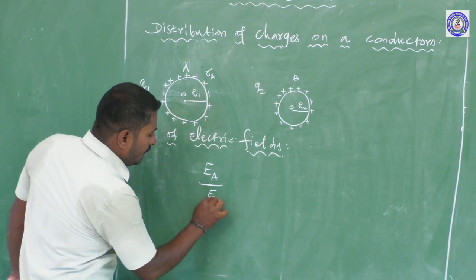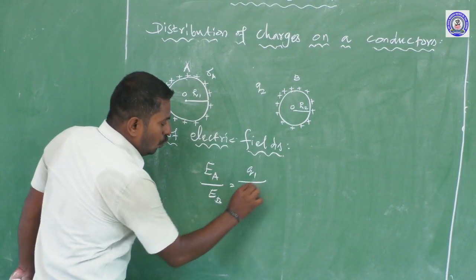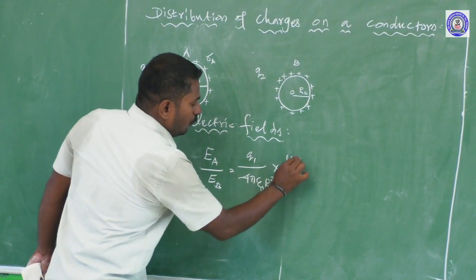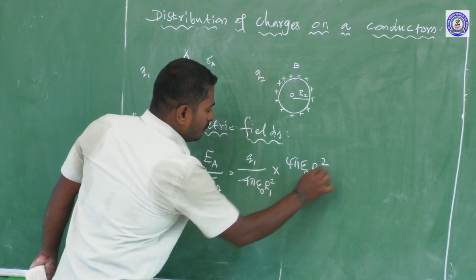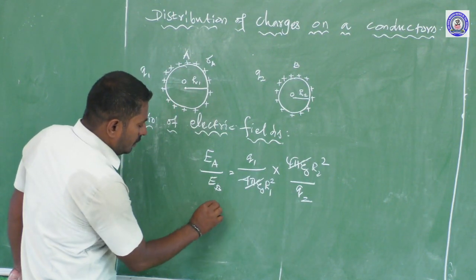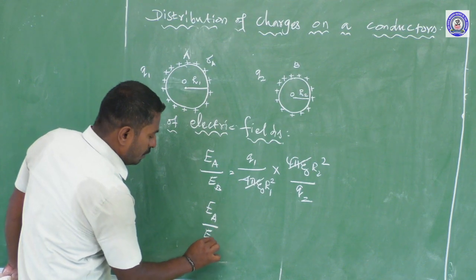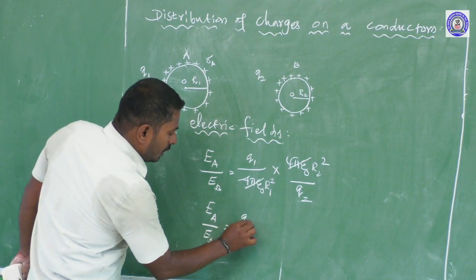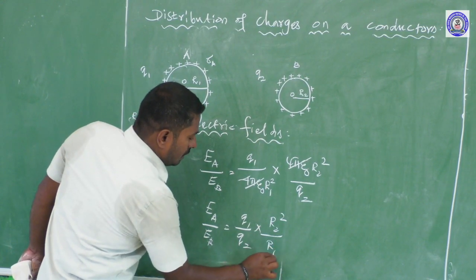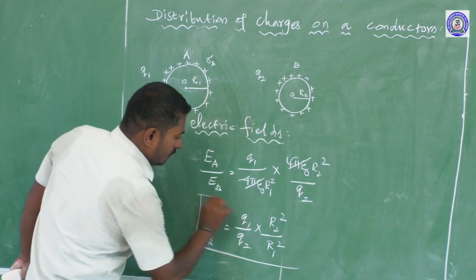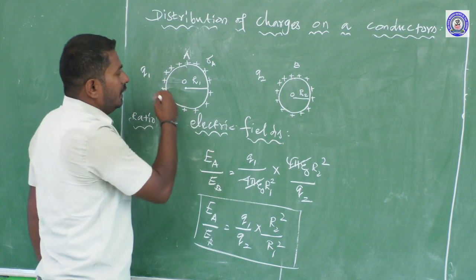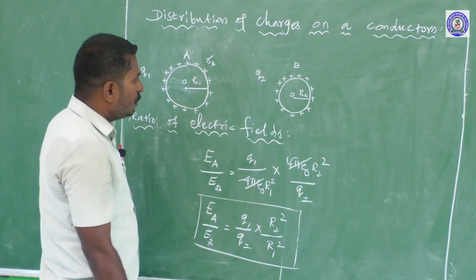EA divided by EB, which is equal to Q1 divided by 4 pi epsilon naught R1 square, into 4 pi epsilon naught R2 square divided by Q2. The 4 pi epsilon naught cancels. So therefore EA divided by EB is equal to Q1 divided by Q2 into R2 square divided by R1 square. This is the ratio of electric field at the surface of both the metallic charged spheres.